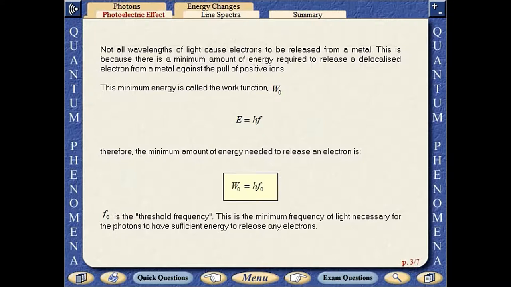Not all wavelengths of light cause electrons to be released from a metal. This is because there is a minimum amount of energy required to release a delocalized electron against the pull of positive ions. This minimum energy is called the work function. f0 is the threshold frequency. This is the minimum frequency of light necessary for the photons to have sufficient energy to release any electrons.